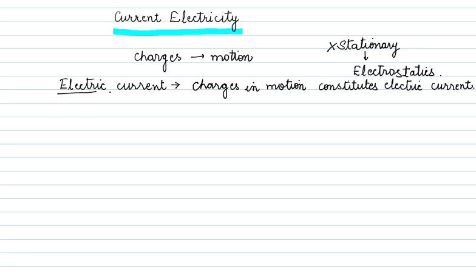The electric current we are talking about is only constituting of the charges which are moving. These charges are not stationary, they are moving and they are in flow. Moving means the charges are flowing. For example, if we consider electrons, then if there is electron flow, we call it current.